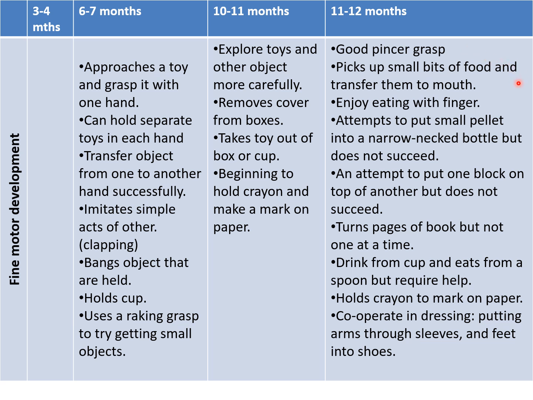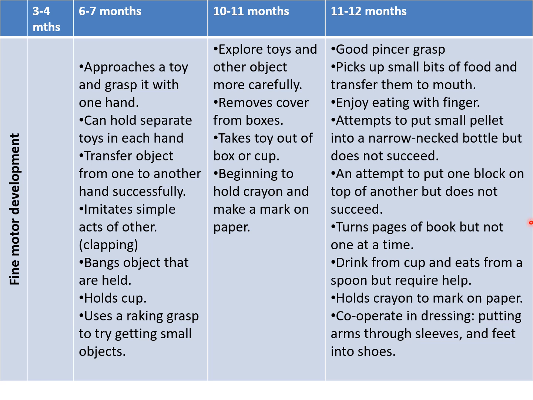Picks up small bits of food and transfers them to the mouth. Enjoys eating with fingers. They attempt to put a small pellet into a narrow-necked bottle but do not succeed. So this is an activity you can do in the hospital. A small bottle, a Pepsi can or a small bottle you can take, and some paper balls you can make, and you can ask the child to put the paper balls in the bottle. So mostly they won't be able to do this at a time, but they will be able to pick up the paper balls with fingers.